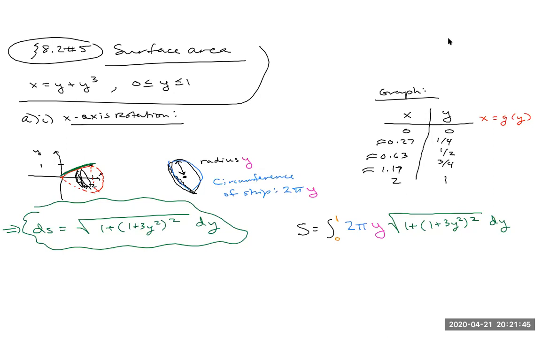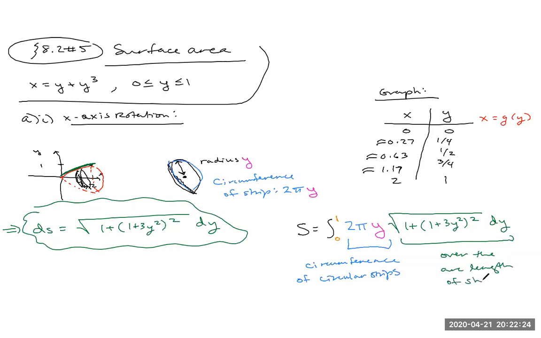So essentially this portion here is the circumference of a circular strip, and then over here, the arc length of the shape, the chalice shape.